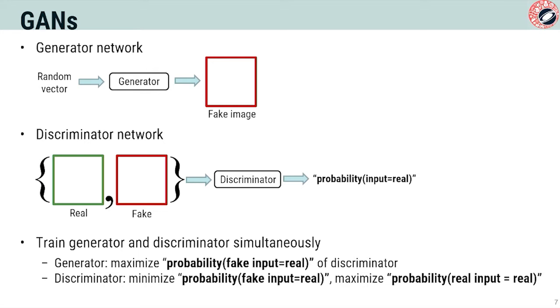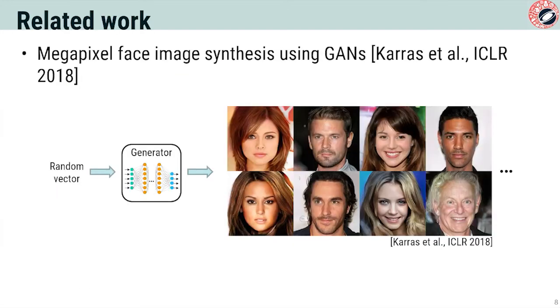So the generator tries to maximize the probability that the discriminator classifies its fake inputs as real. So it tries to fool the discriminator, whereas the discriminator tries to classify correctly. So it tries to minimize the probability to classify fake inputs as real and maximize the probability to classify real inputs as real.